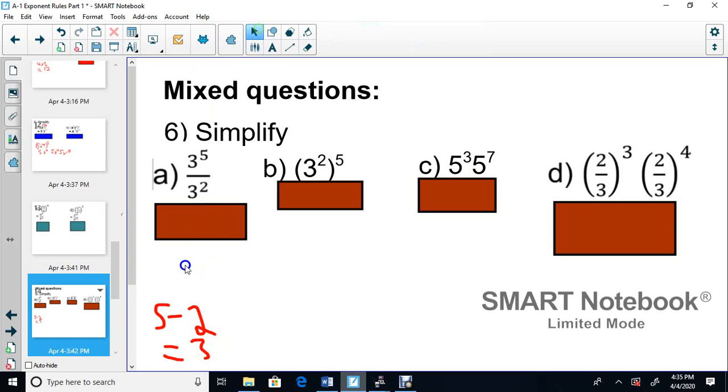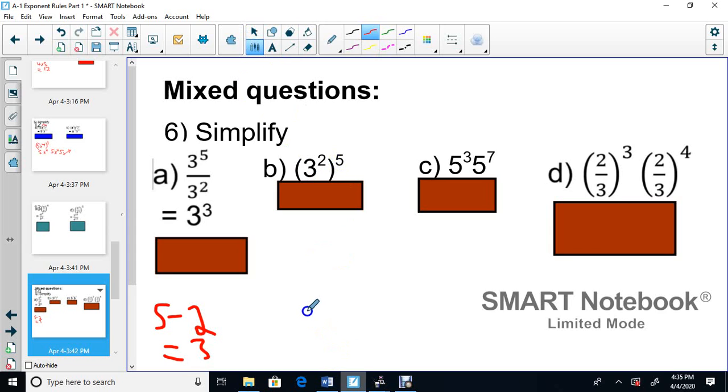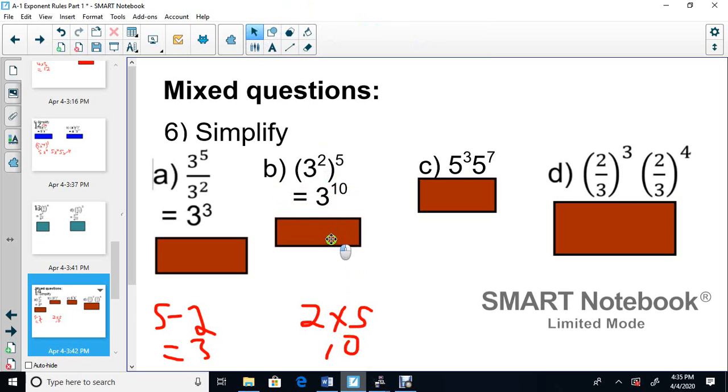So here we're going to have 3 to the power of 3, because the base is 3, and then we did 5 minus 2, 3. Here's a power of a power. So in this case, it's a multiply. It's a 2 times a 5. So here we get 10. You can use your calculator. So here you get 3 to the power of 10.